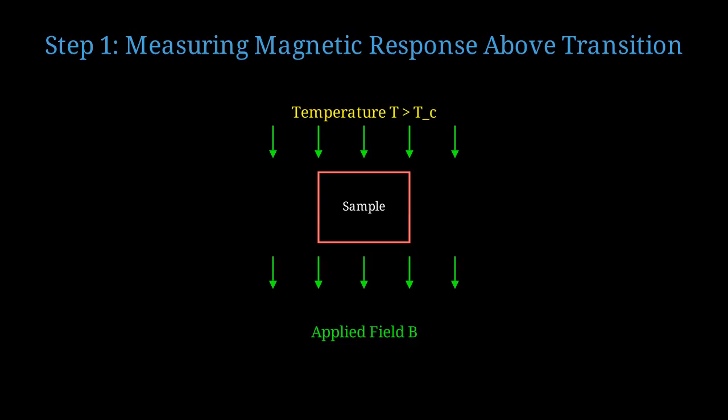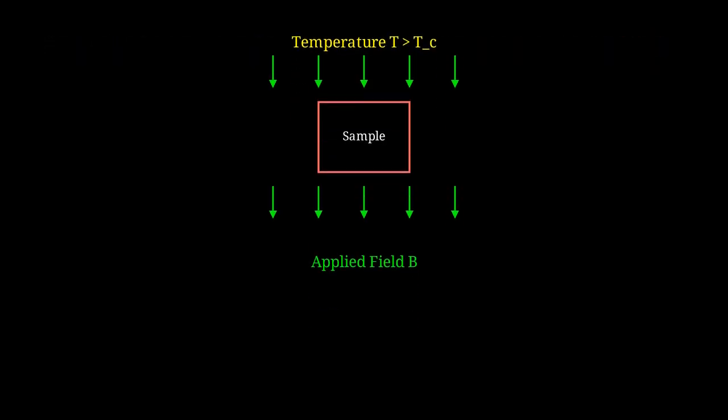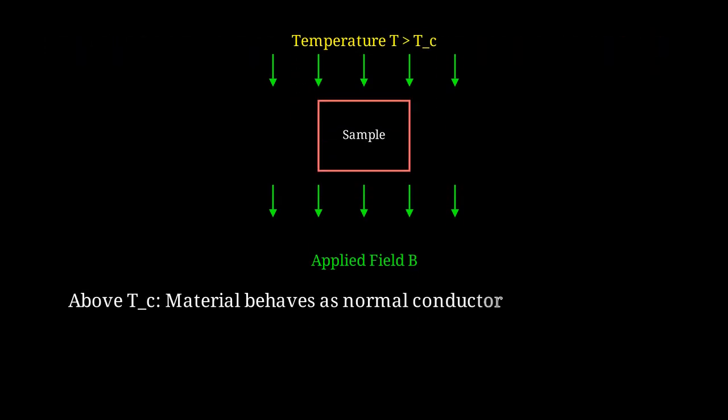The field lines pass straight through the material because it's in the normal state. The material is paramagnetic or diamagnetic with a very small susceptibility. Above the critical temperature, the material behaves as a normal conductor. Magnetic field penetrates the entire volume.